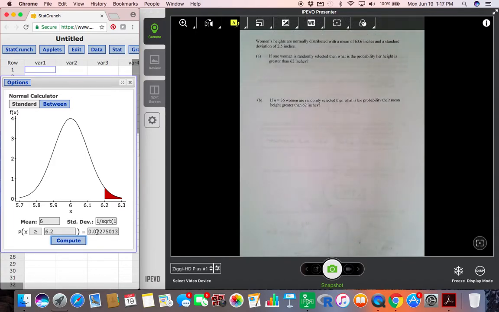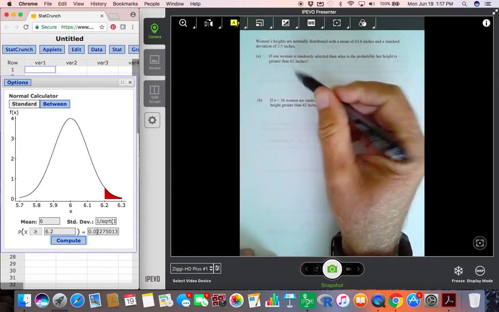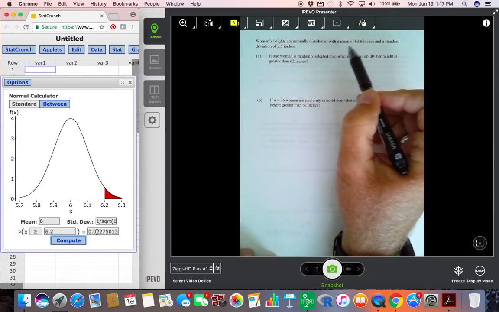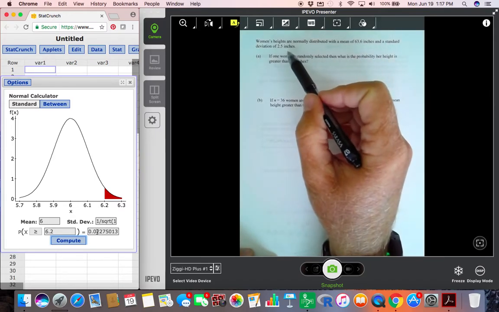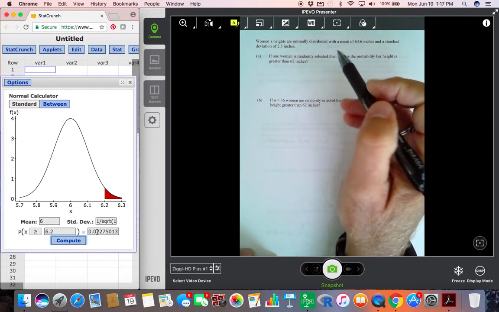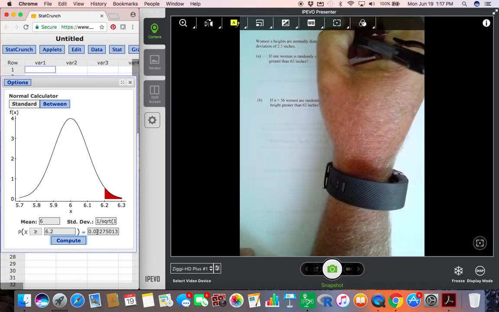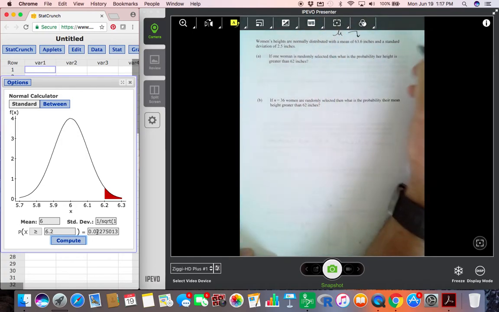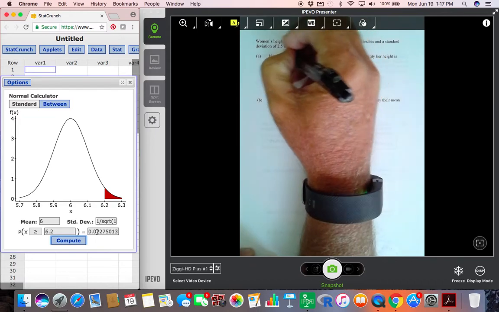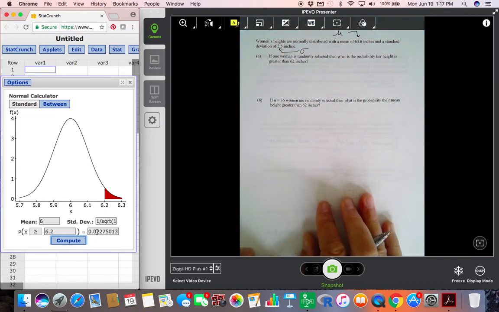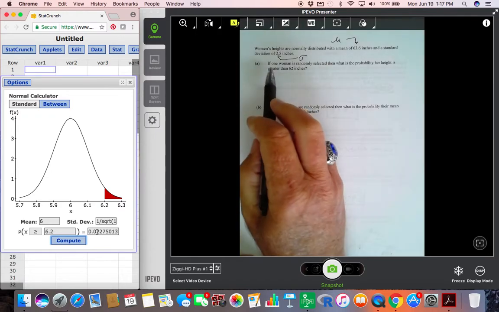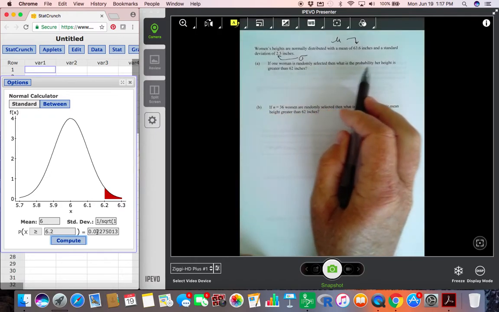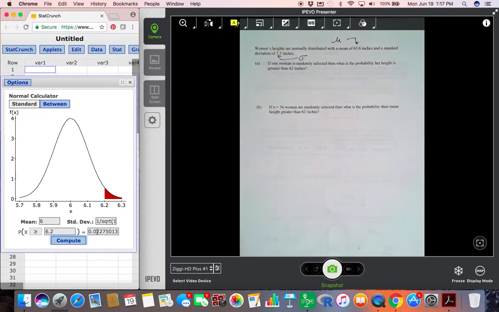Back page. It's going to be a quick video, isn't it? Women's heights are normally distributed with a mean of 63.6 inches and a standard deviation of 2.5. So I know that mu is that value and sigma is that value, because again, it's describing a population. If one woman is randomly selected, then what's the probability her height is greater than 62 inches?